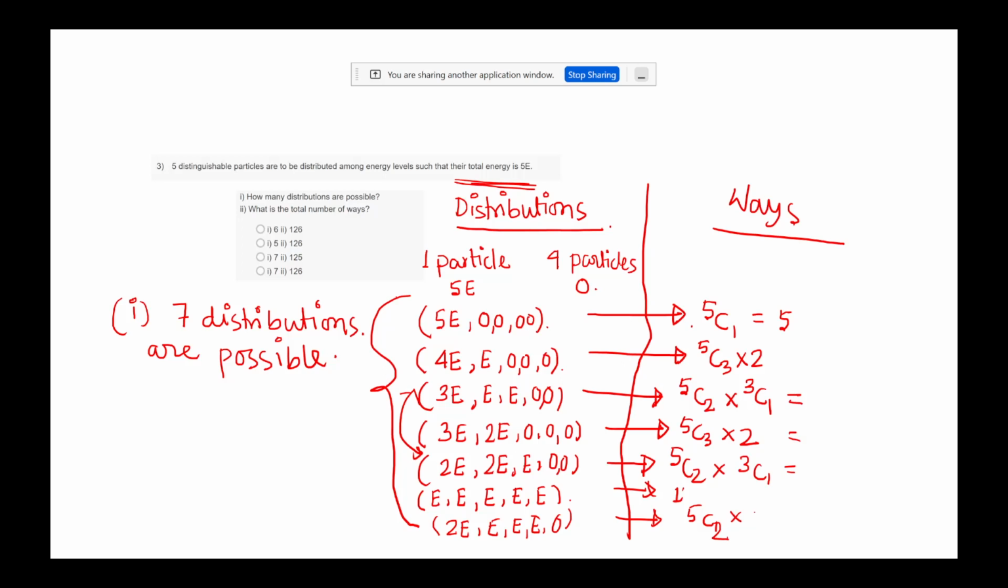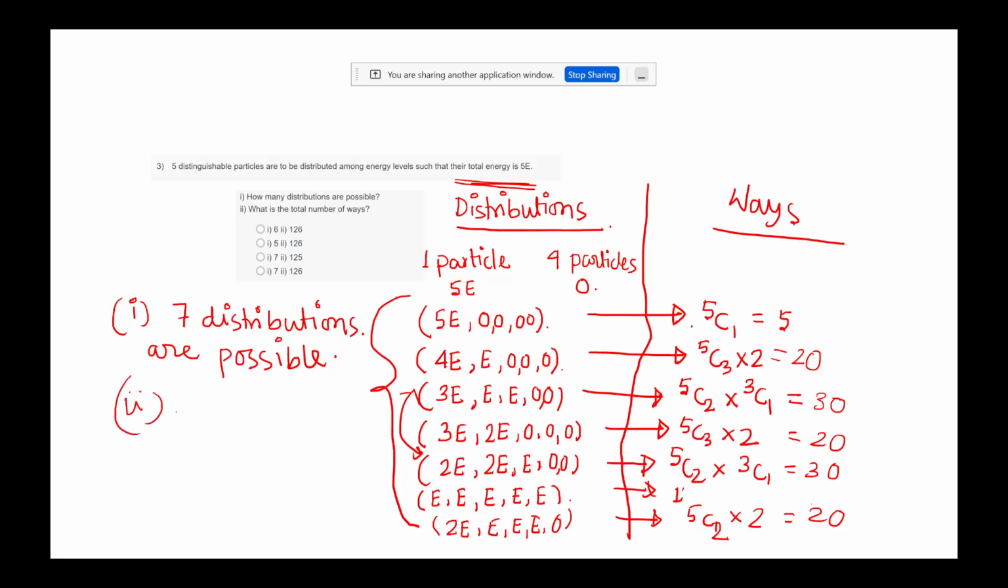5C2 times 2. Now if we add that, this will be 5C3, which means 10 into 2, that is 20. This will be 5C3, same thing, 10 into 3, 30. This will be 20, this will be 30, this will be 20. So what will be the number of arrangements? 30, 30, 60, 120, 126.